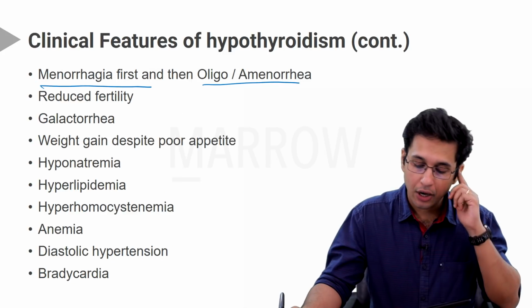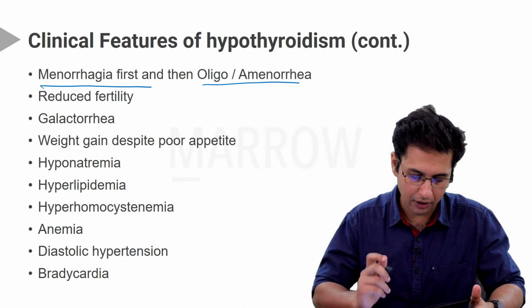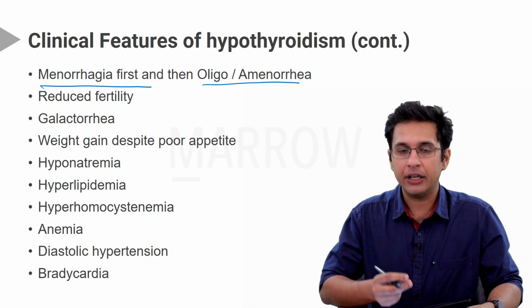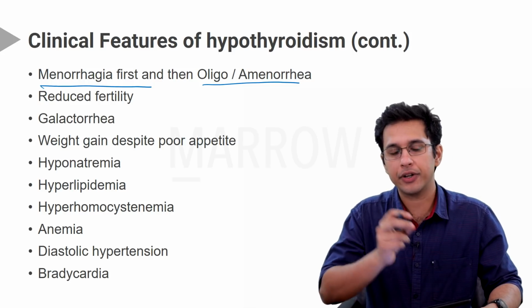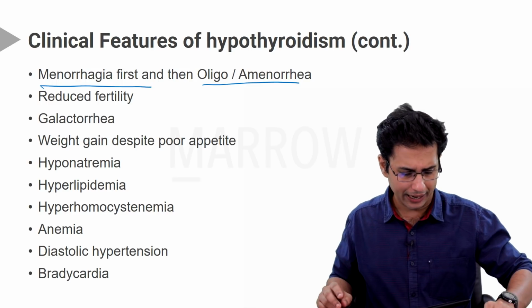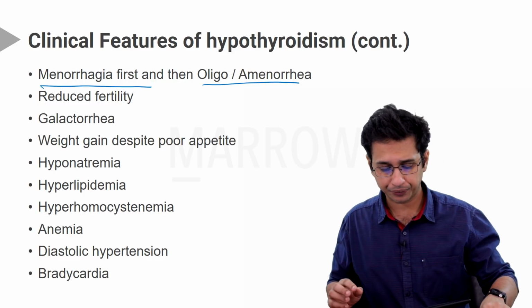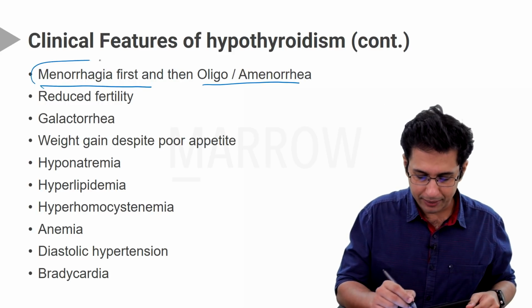Asked as a repeat question. Okay, now we have one more slide. If you thought that was over, we have one more slide. Continuing the clinical features of hypothyroidism. See, menorrhagia first and oligo-amenorrhea. So you can have menorrhagia as well as amenorrhea in hypothyroidism. But typically, the first to occur is menorrhagia.